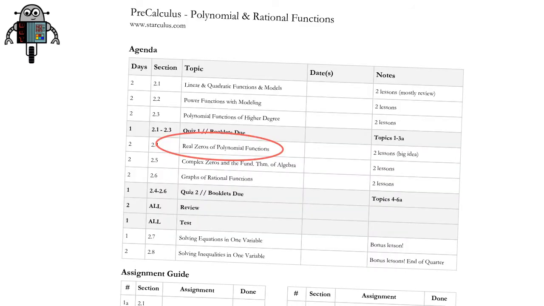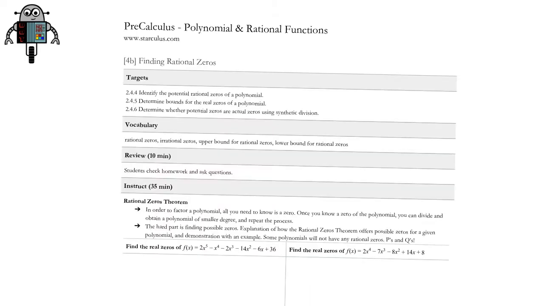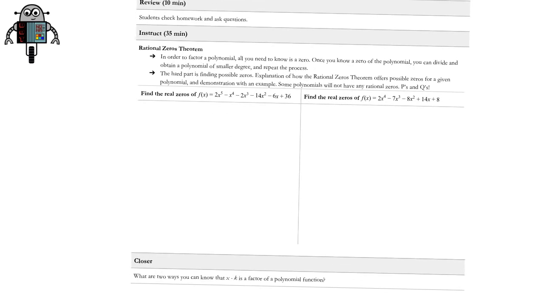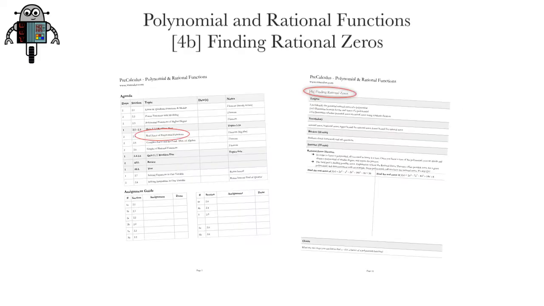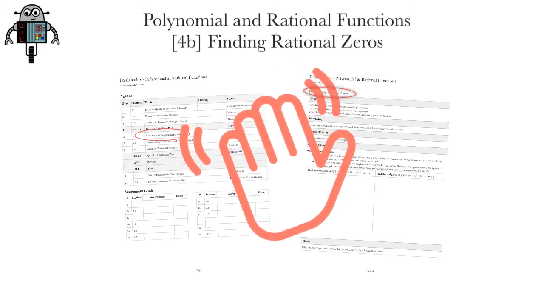This is the second lesson of a topic titled Real Zeros of Polynomial Functions. Lesson 4b is focused on finding rational zeros. We'll learn about the Rational Zeros Theorem and how it offers possible zeros for a polynomial function. We'll find the real zeros of a quintic function and the real zeros of a quartic function. I'm Mr. Stark, and this is Polynomial and Rational Functions.